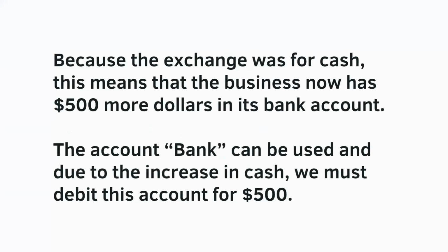Because the exchange of the books was for cash, this means that the business now has $500 more to add to its bank account. The account bank can be used, and due to the increase in cash, we have to debit it. Bank and cash are both asset accounts that increase with a debit. So therefore, we have to increase the account with a debit for the $500.